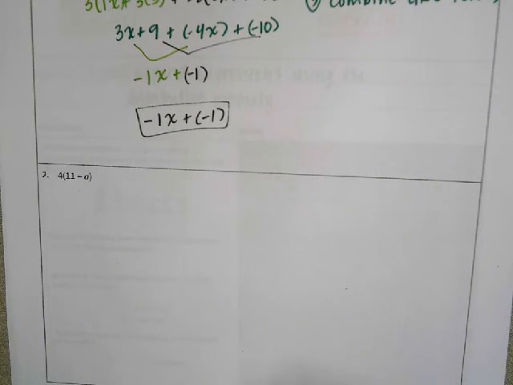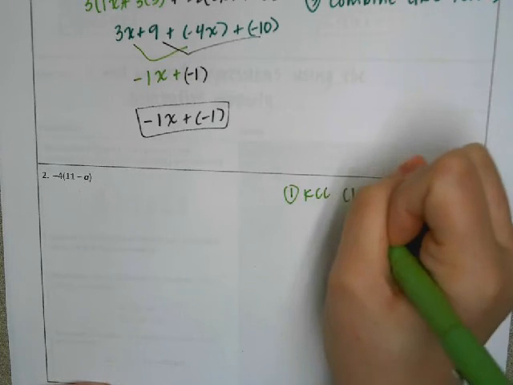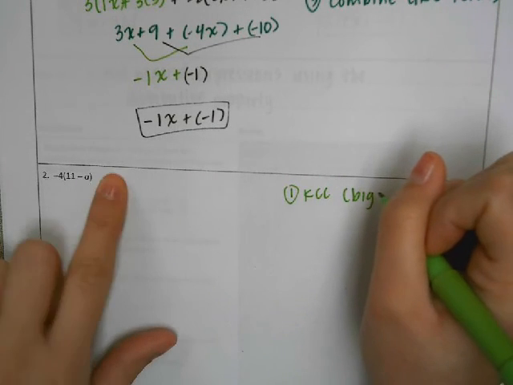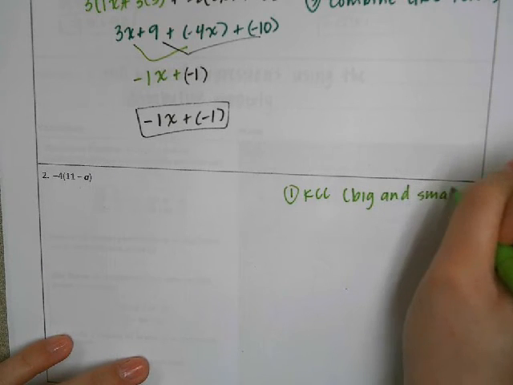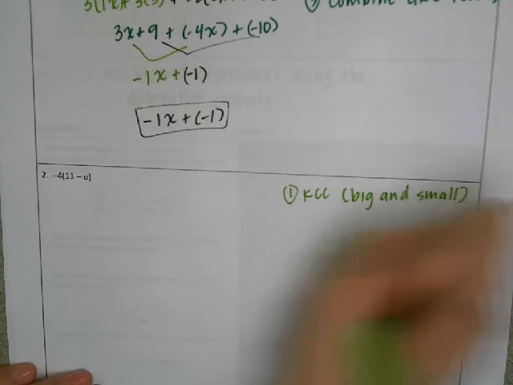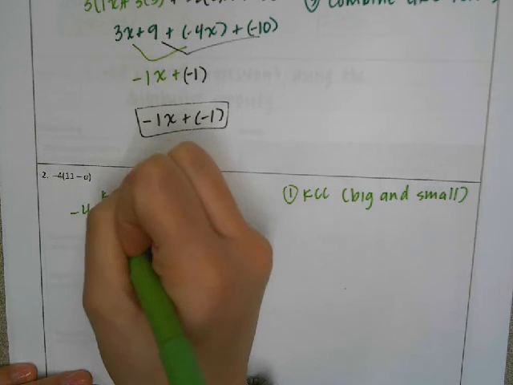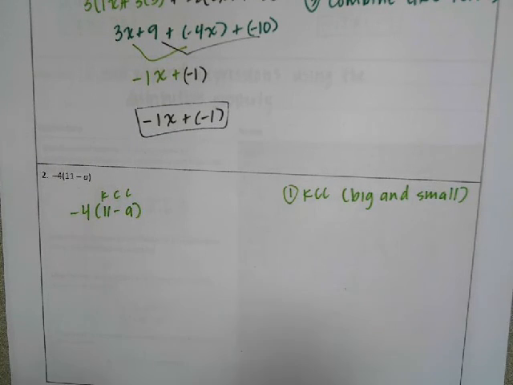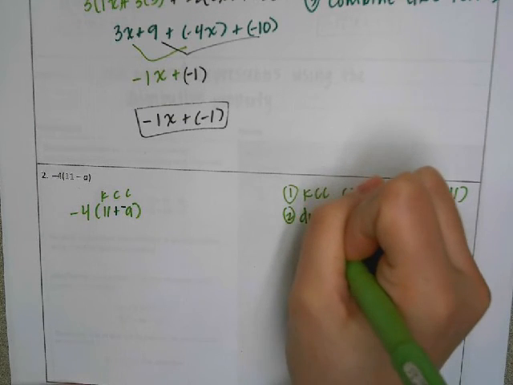Okay, and the last problem on this page is just to use the distributive property. So again, let's take care of our keep, change, change, big and small. There is no big one because there's not another set of parentheses next to it. So we're just going to take care of the small keep, change, change inside the parentheses. So we have -4 times 11 minus a. Keep, change, change. This becomes 11 plus a -a. Now we're going to distribute. So step 2, distribute.